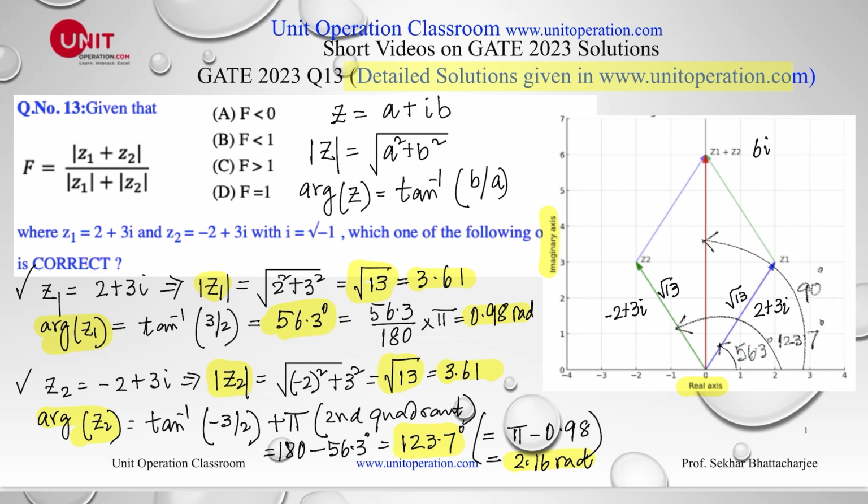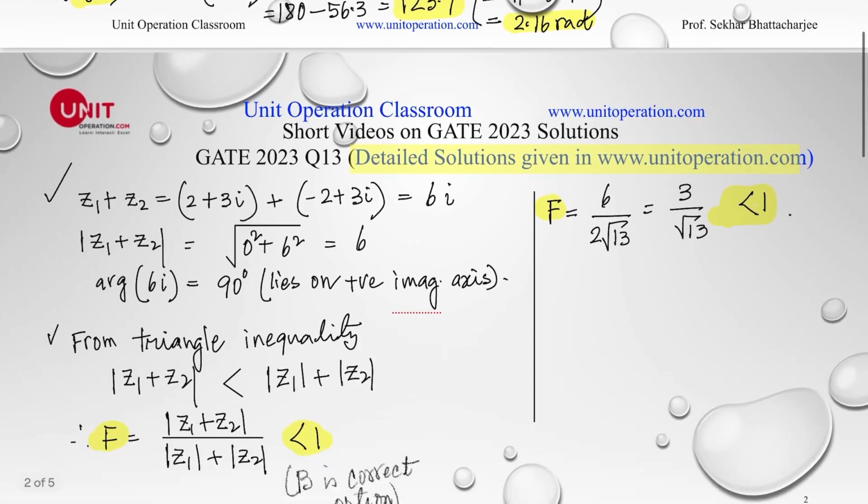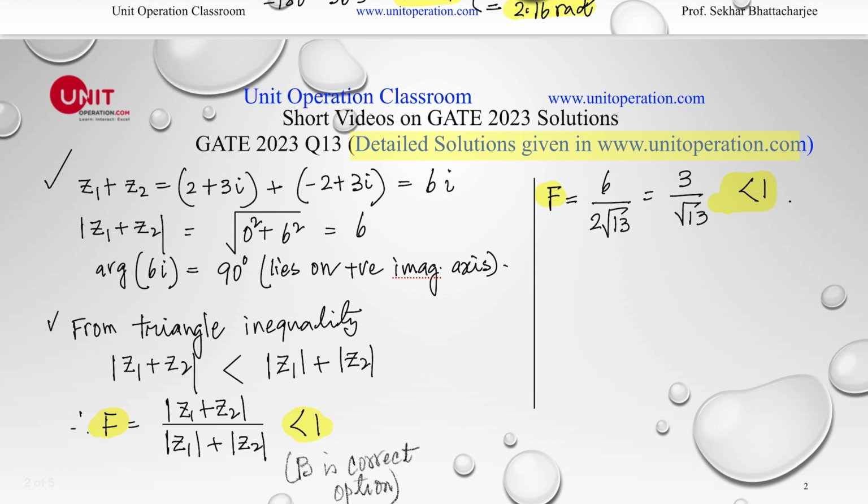Same thing with Z2. So this is negative 2 plus 3i, that's the second complex number. And the absolute value remains the same here, 3.61. And the argument, as we have seen, is 123.7 degrees. So this angle is 123.7 degrees. If we add these two complex numbers, this would be 6i.